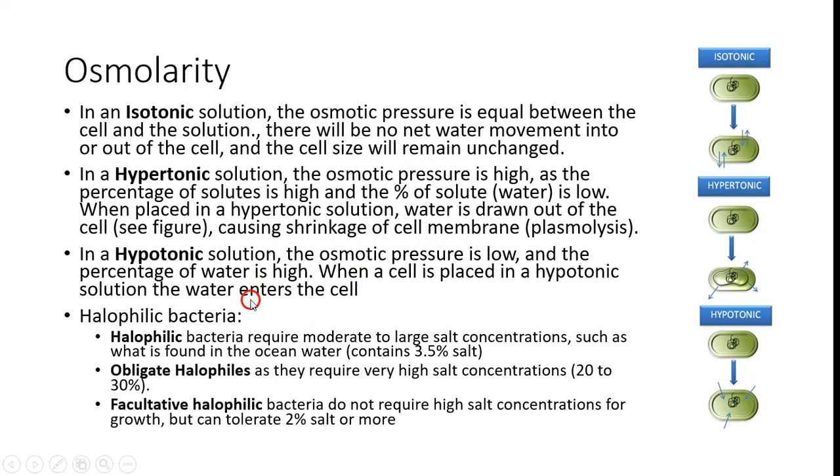It's going to have a very different process and levels than something like a bacteria that lives on our skin, because we're not going to have that high level of salt. Obligate halophilics require very high salt, 20 to 30%. Facultative halophilics do not require high salt but can tolerate it up to about 2%. So with halophilic bacteria, you have to adjust what amount of osmolarity will cause the bacteria to either thrive or be killed.